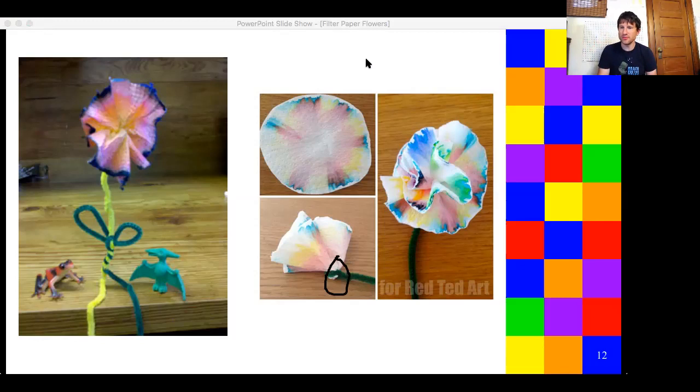Okay, it doesn't have to be perfect. It doesn't have to be beautiful. You could even let it dry completely and poke it through the middle and make a little nub on the top. That works too. There are many different ways to approach this. Okay, there's no right or wrong way.